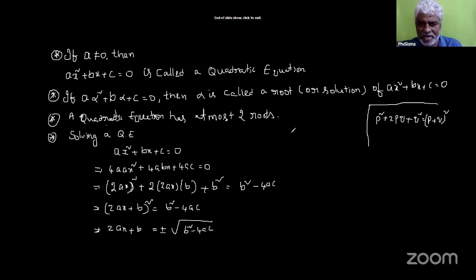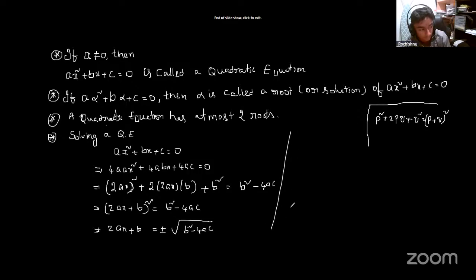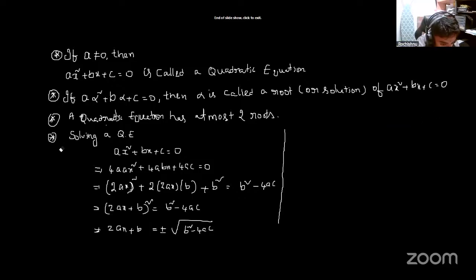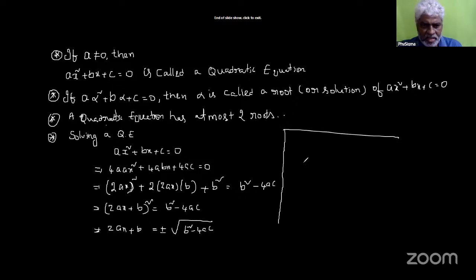It's very important to write plus or minus. Sometimes we don't need to write it, but here we should write it. What is that value? 2ax plus b is equal to plus or minus the square root of b square minus 4ac. Got it? Now, let's continue. The continuation is: send plus b to the right hand side.